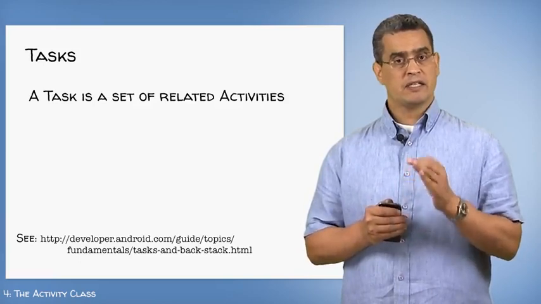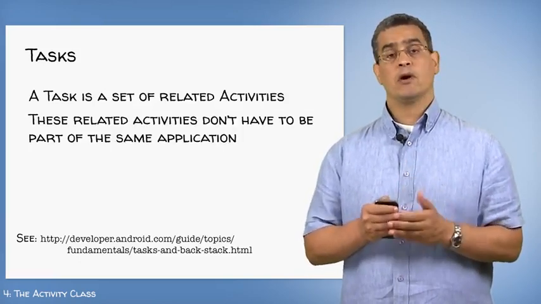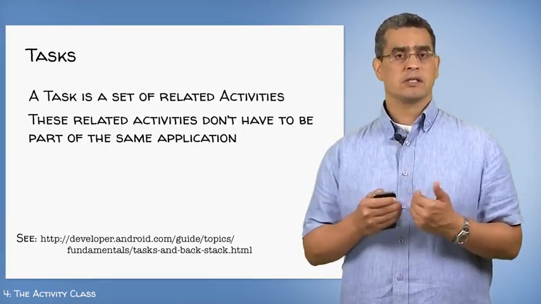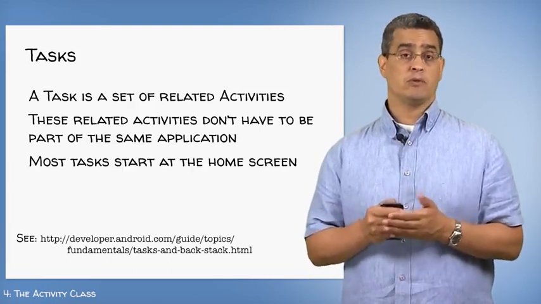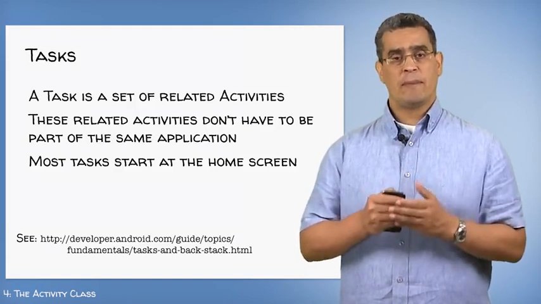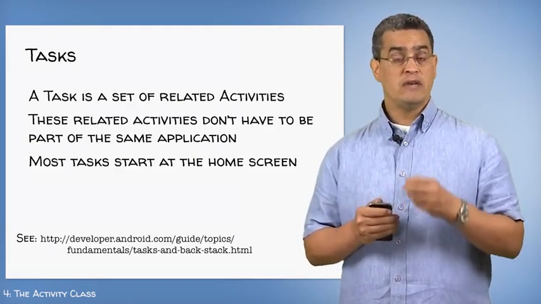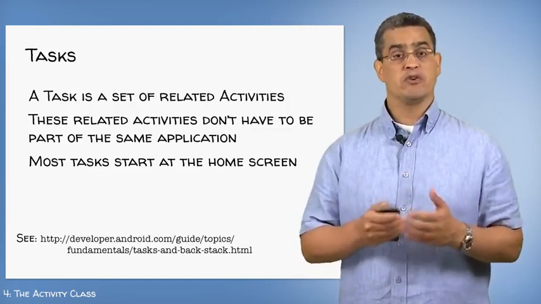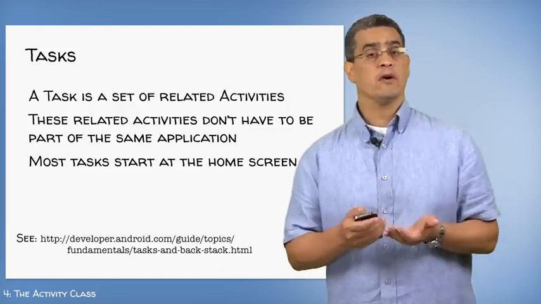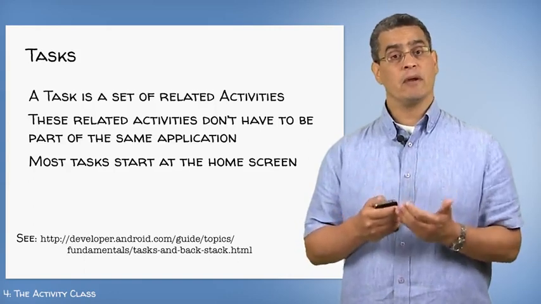These related activities can, but don't have to be, part of the same application, so tasks can span multiple applications. And most tasks start at the home screen. So when a user launches an application from the home screen, a new task is normally started. And when a user hits the home button to return back to the home screen, the current task is at least temporarily closed.